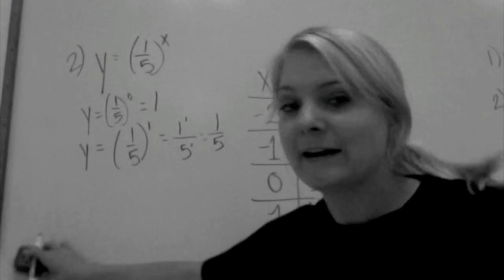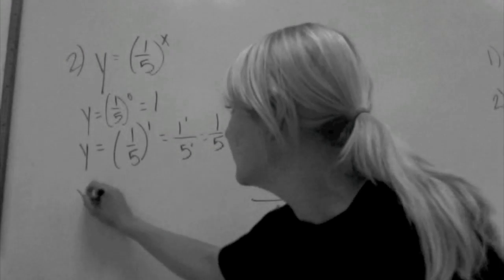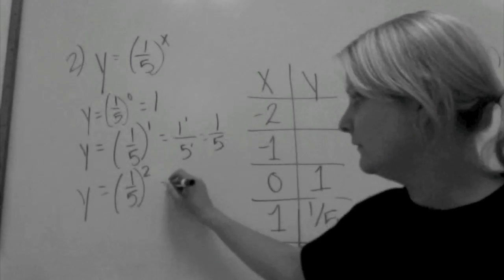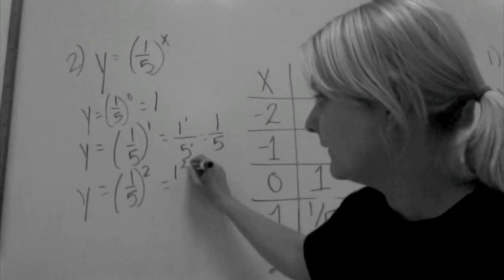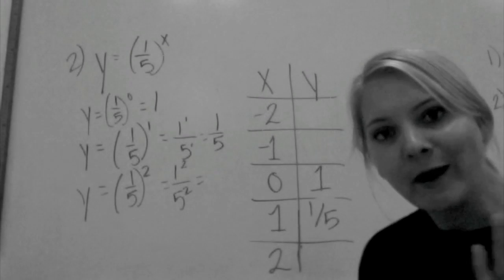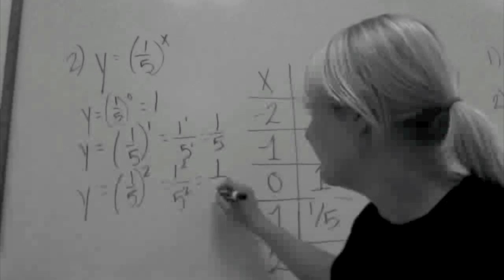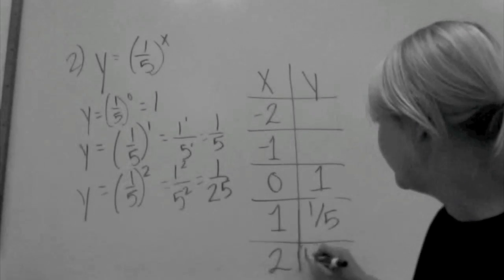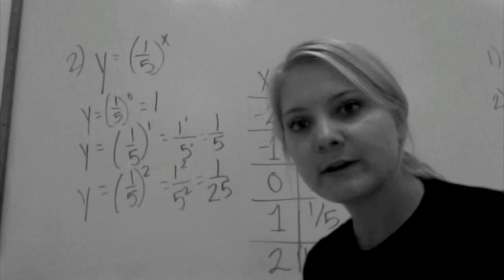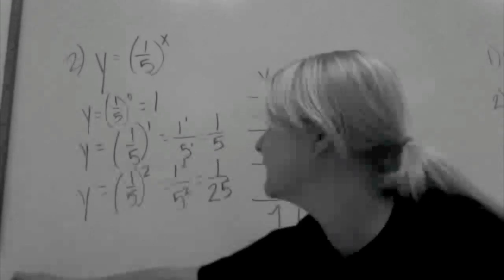And then when x is 2, we get y equals 1/5 to the power of 2, which once again will be 1 squared over 5 squared. 1 squared, 1 raised to any power is 1. 5 squared is 25. So we have 1 over 25. All right, now we're going to take a look at those negative exponents.